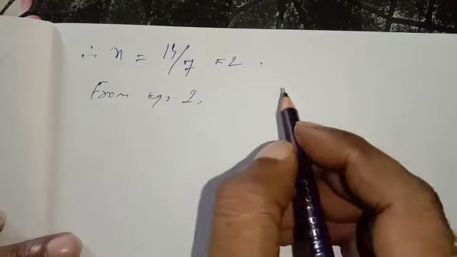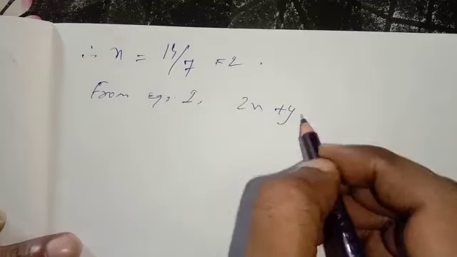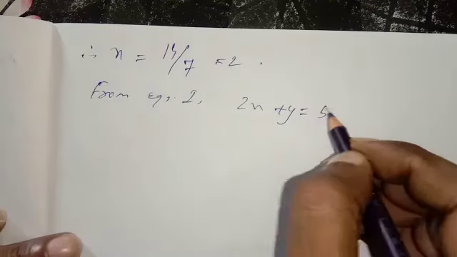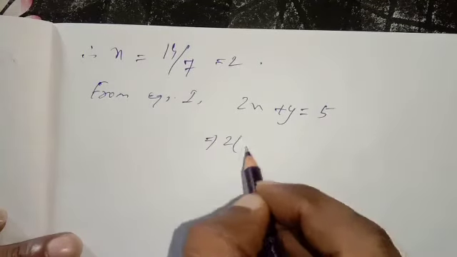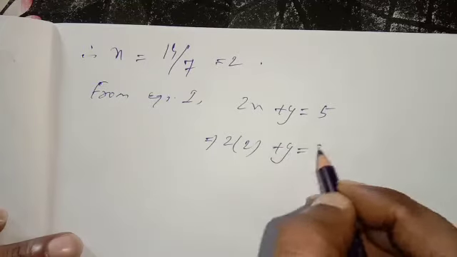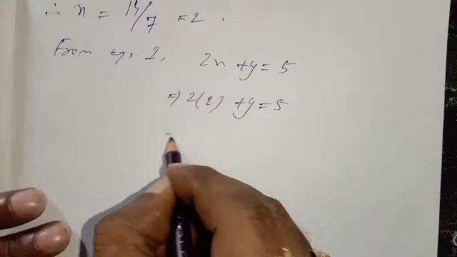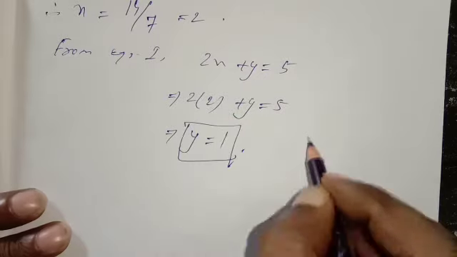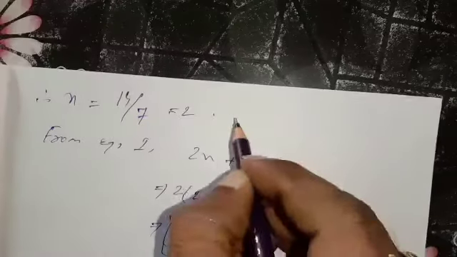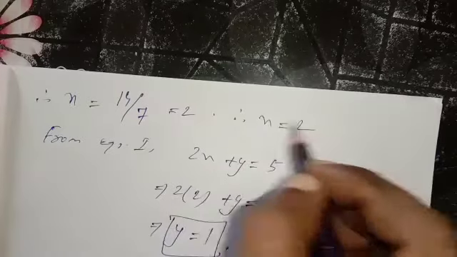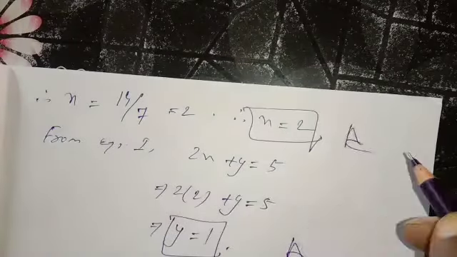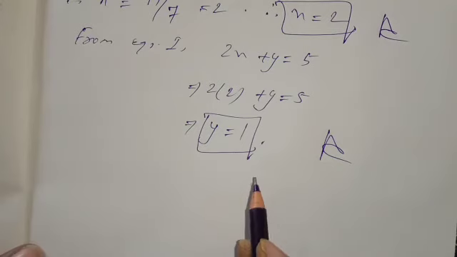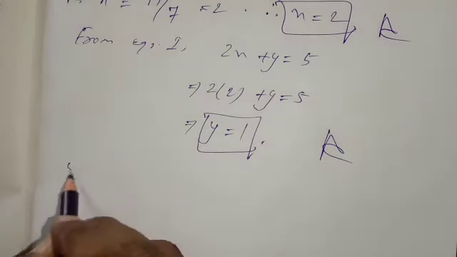From equation 1, that is the condition given, 2x plus y equal to 5. Just put the value of x, that is 2 times 2 plus y equal to 5. How much is coming? y is equal to 5 minus 4, that is 1. In this way, x is equal to 2 and y is equal to 1. In this way question number 4 is completed. Next question, question number 5.